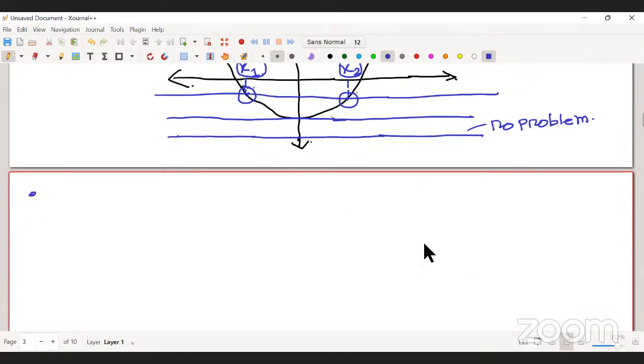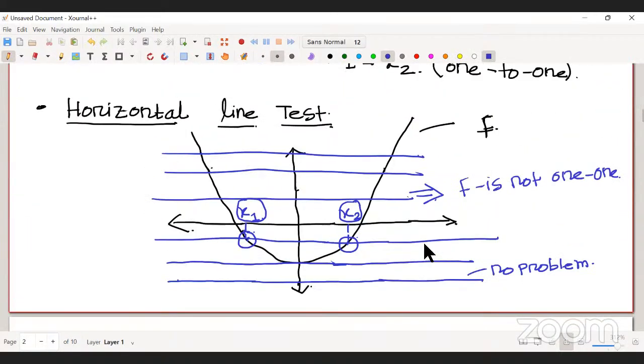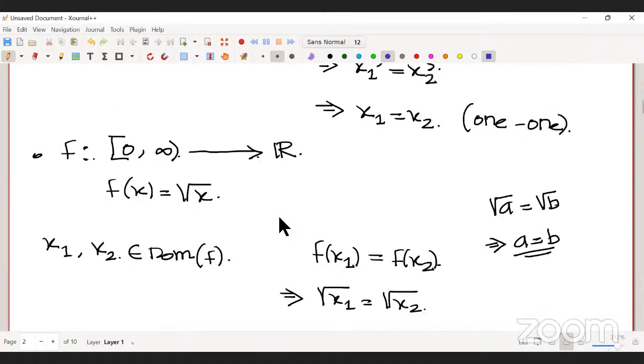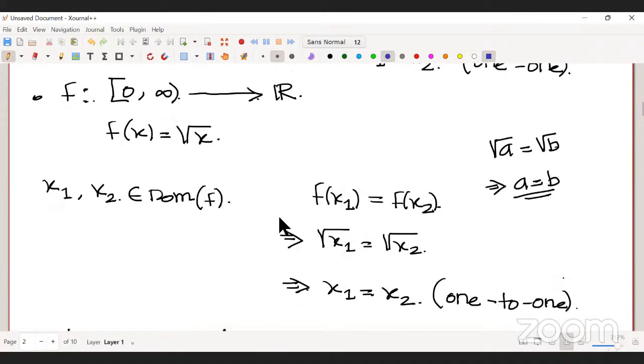Sir, I have one more doubt. In root x, for f of 2 we have 4, and again for f of minus 2 we have 4. So it gives the same output. So how would it be 1 to 1, sir? Which one? For different values we have the same output. Can you repeat? This is my root function, right? Yes, sir. For example, for root 2 we have one value, and for root of minus 2 also we have the same value.